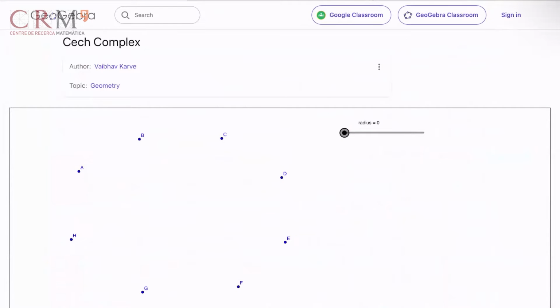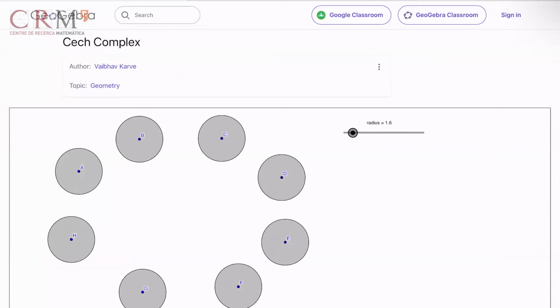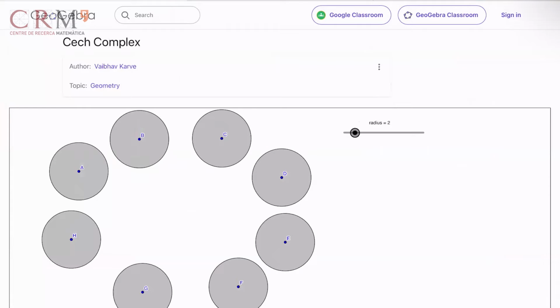So here's my point cloud. It looks like a circle: A, B, C, D. You see what I do? And then I want to increase the radius around these points. Yeah, this is good. So this is inherently a dynamical process.